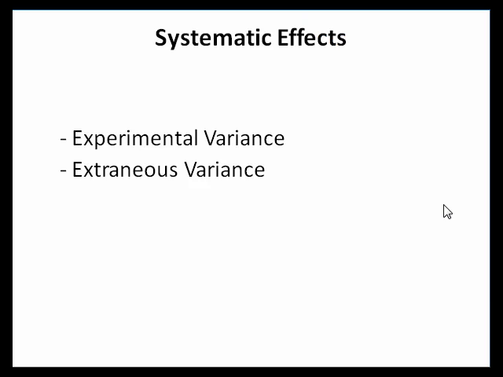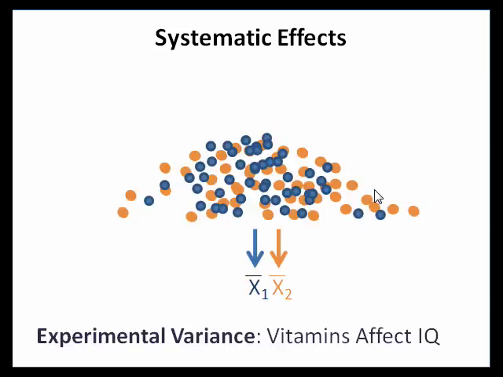Okay, now we talked about non-systematic effects. Let's talk about systematic effects. There's good systematic effects. That would be experimental variance. That would be, for example, if vitamin water does impact IQ. There's also extraneous variance. That's bad variance. That would be variance resulting from some confound. For example, if the vitamin water tasted really awful, and so nobody drank it, and yet everyone drank the placebo, they liked it. If we had some large difference between the two groups that was systematic, that's extraneous variance, confound.